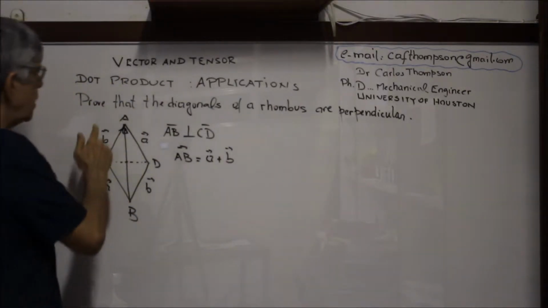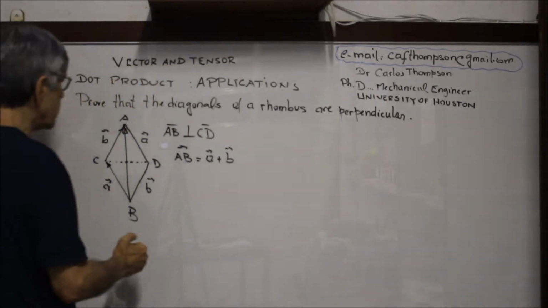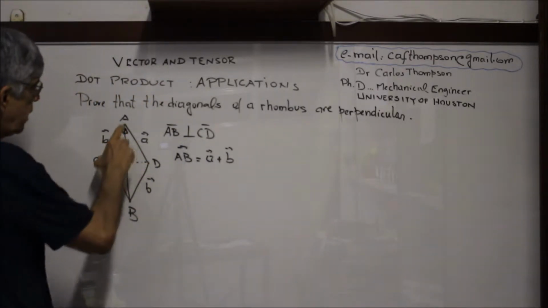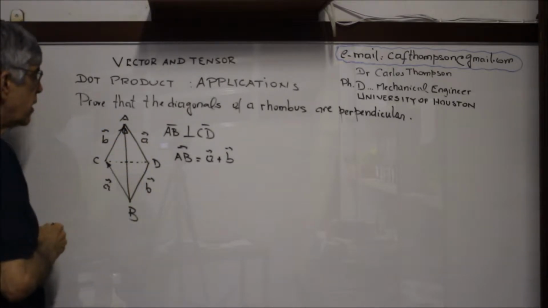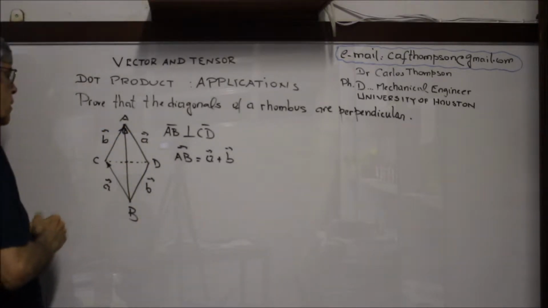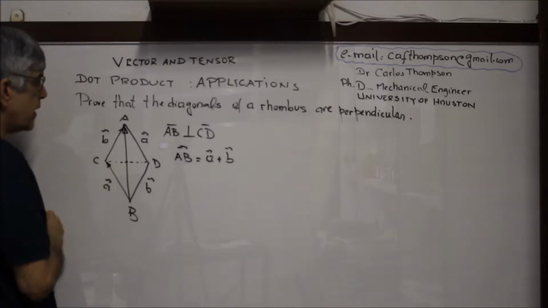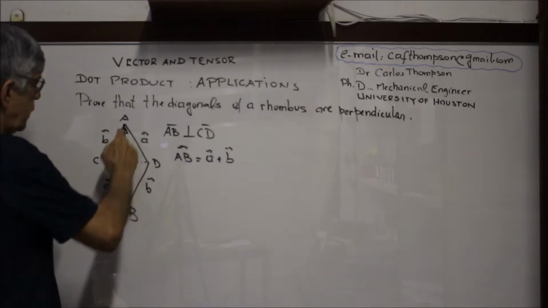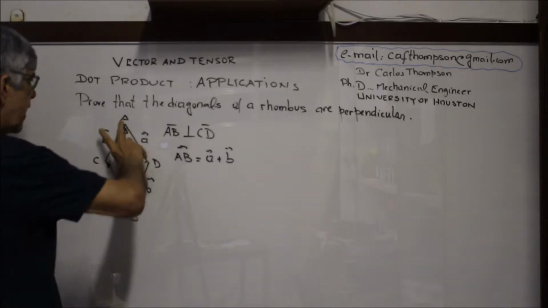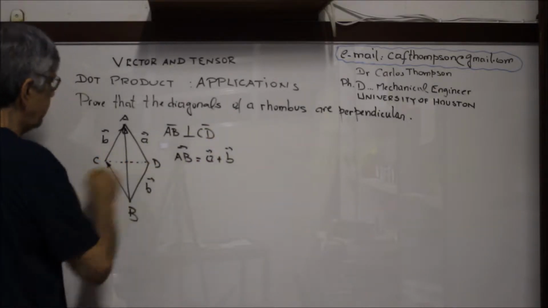Dot product. Prove that the diagonals of a rhombus are perpendicular. This is a rhombus, okay? Now, all four sides are equal, so these vectors A and B have the same magnitude. Now, you see, we want to prove that this diagonal BA is perpendicular to CD.